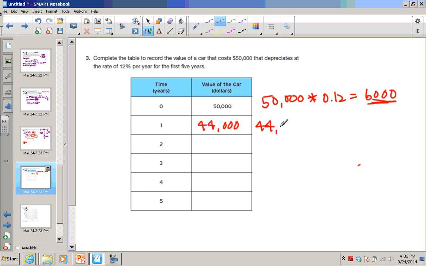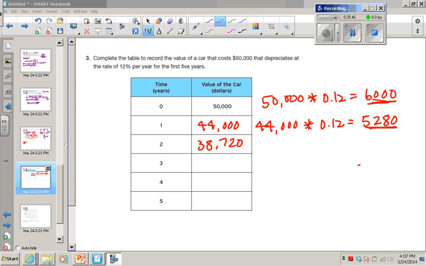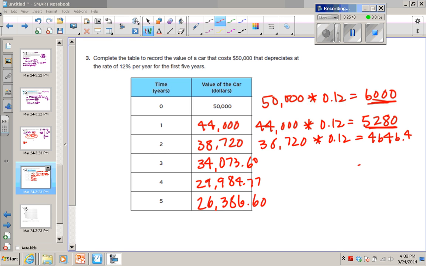We're going to take that new price and multiply by 0.12. That's going to give us 5,280. We now have to take the 44,000 and subtract this to get the new price of 38,720. And we're going to continue this process till I get the table filled in. So that would cover the first 5 years. Go ahead and do that and then come back and check.